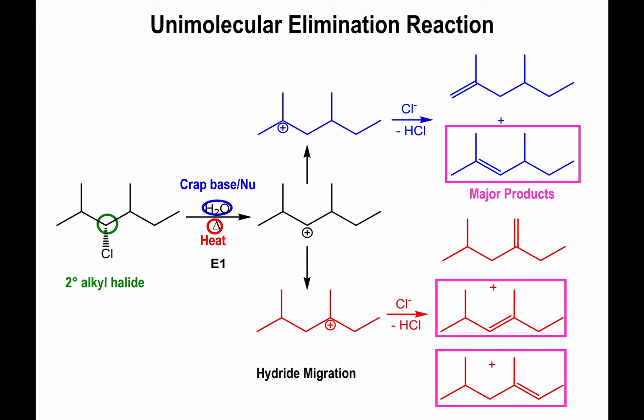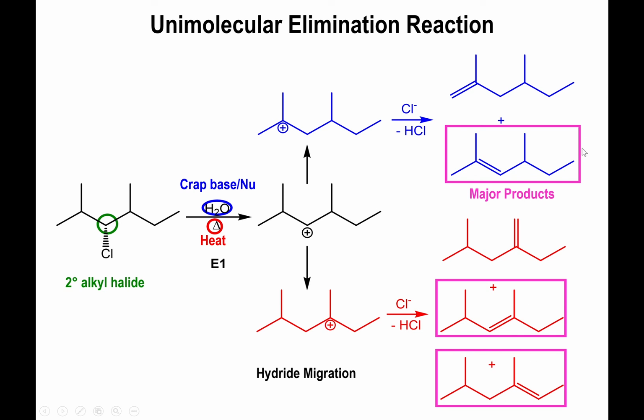And out of them, the ones that will be the major products are going to be the ones that are the most substituted. So notice that between the two blue outcomes, this one is disubstituted, whereas this one right here is trisubstituted. So the trisubstituted is going to be the major one out of the two. And among these ones, this alkene is disubstituted, whereas this one is trisubstituted, and so is this one that's trisubstituted. So you expect those two also to be major products.